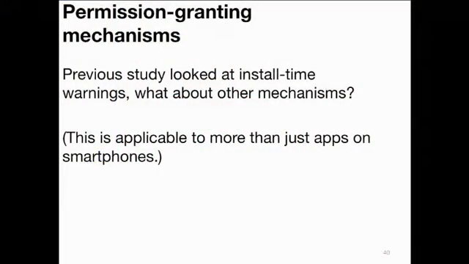So in this previous study, we looked at the install time warnings, but what about other mechanisms? For instance, on iPhone, and I think Windows Phone as well, there are some pop-up messages. Like for location, it'll ask if you want to grant location. So that's a different type of mechanism altogether. And of course, this is applicable to more than just smartphones in terms of mechanisms for granting permissions.